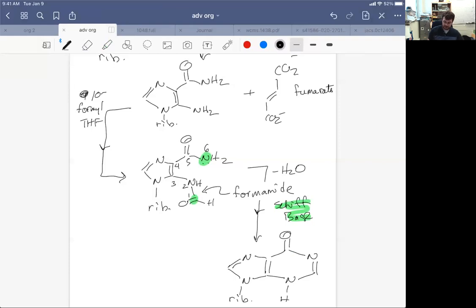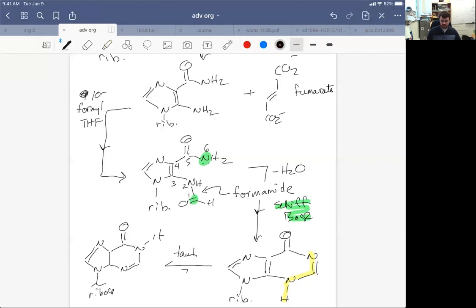So we have Schiff base formation, and then that's followed by a tautomerization, where we just flip the position of the double bond and the hydrogen in this system. So we'll get a tautomer of this. The reason this tautomer is favored is probably something to do with the upper nitrogen being an amide.